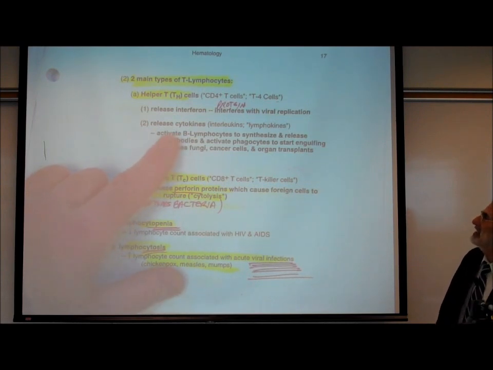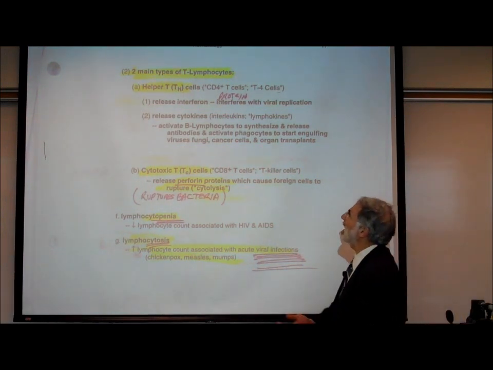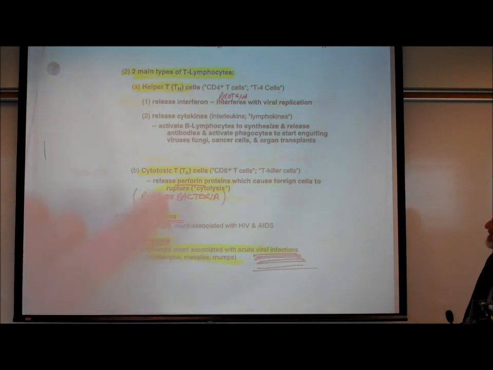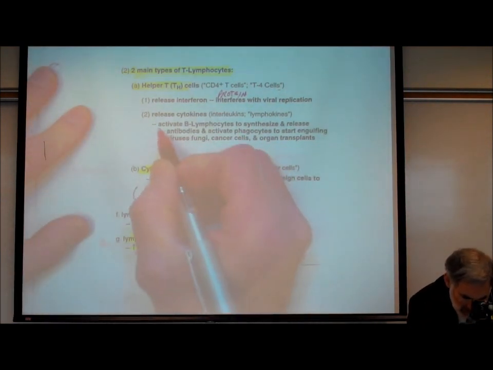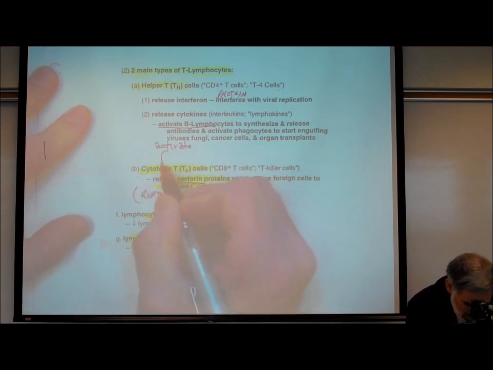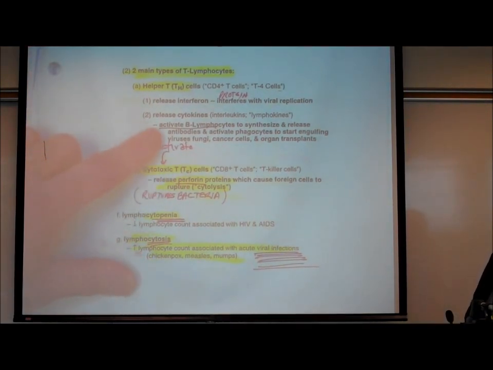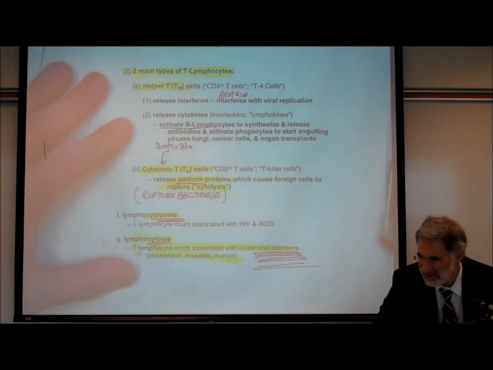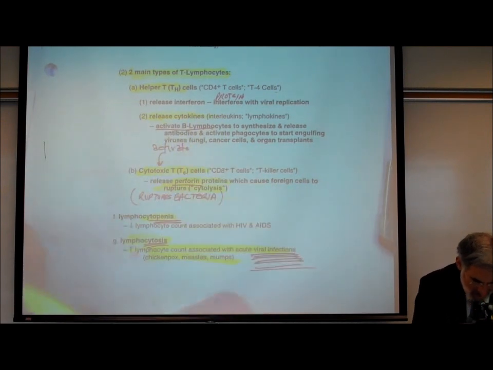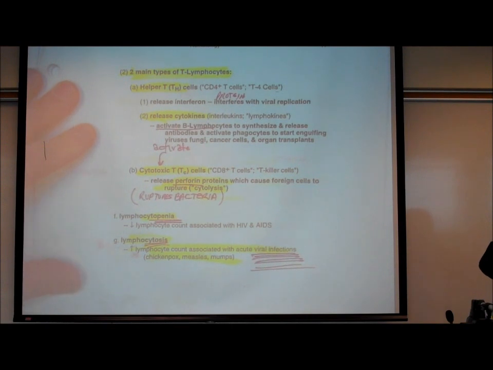What else do these helper T cells do? They release chemicals called cytokines. Cytokines activate B lymphocytes, and they also activate these cytotoxic T cells. So the cytokine chemicals that are released by these helper T cells activate both the B lymphocytes and the cytotoxic T cells.